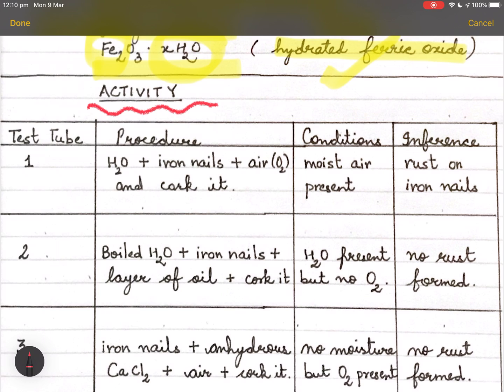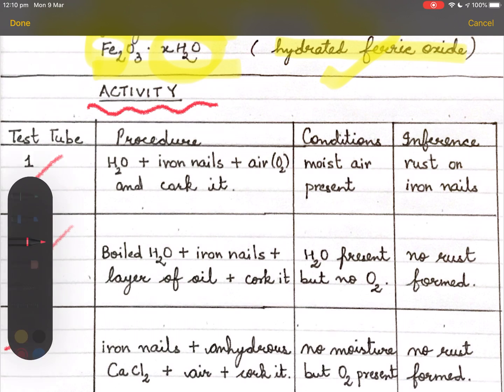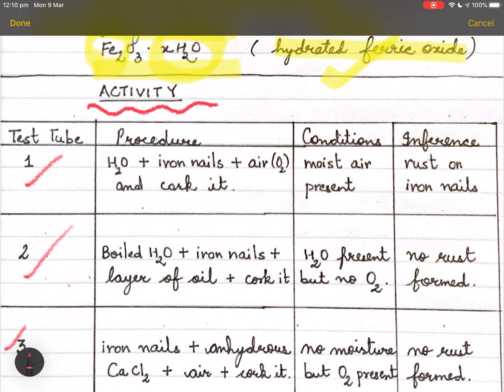It's a 3-mark question, and this is how you need to tabulate. Please make a note of this tabulation in your notebooks. You need to complete all your notes from this lecture, right? So here we go. We have 3 test tubes, 1, 2 and 3, but the conditions in all these 3 test tubes vary. In test tube 1, we have moisture, that's water.